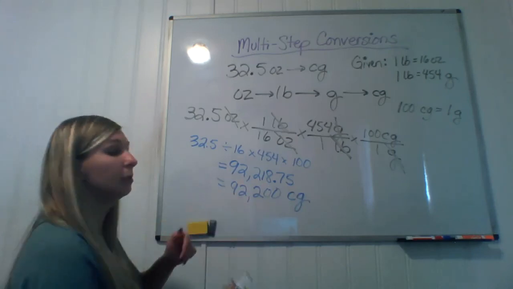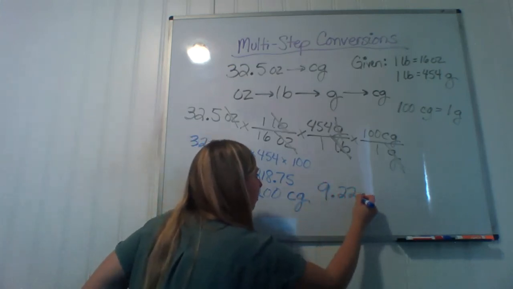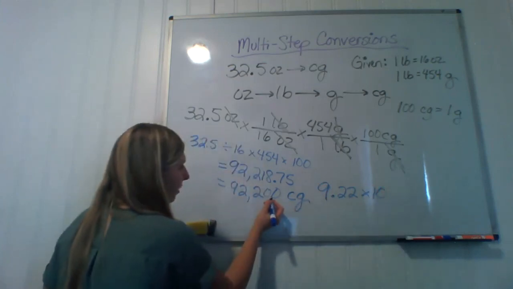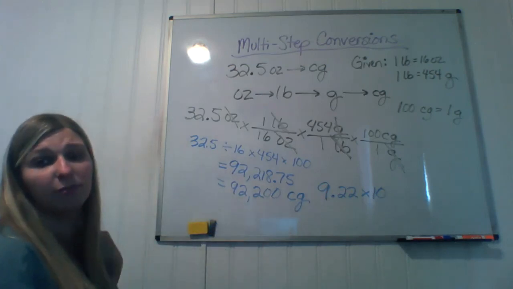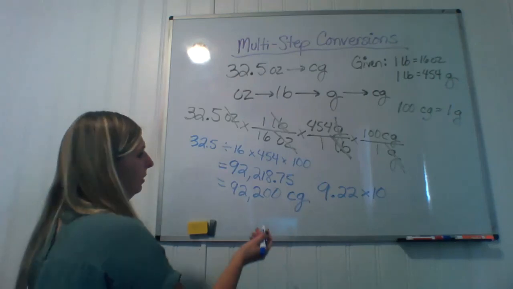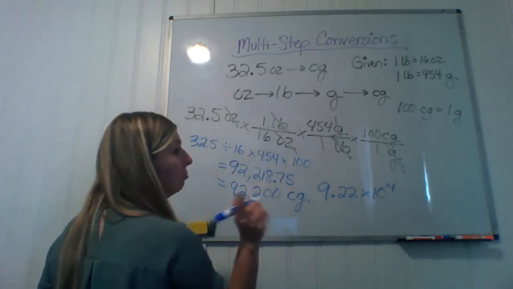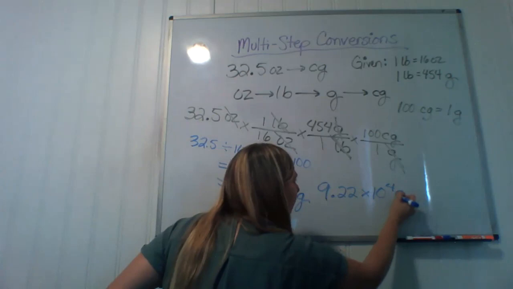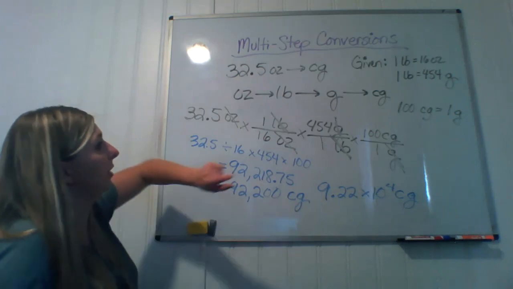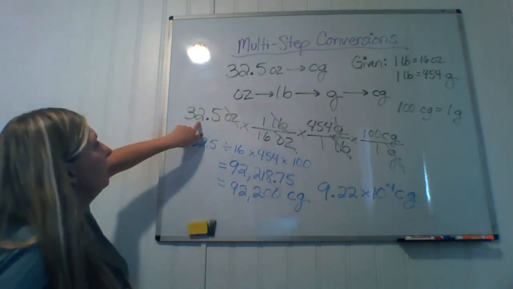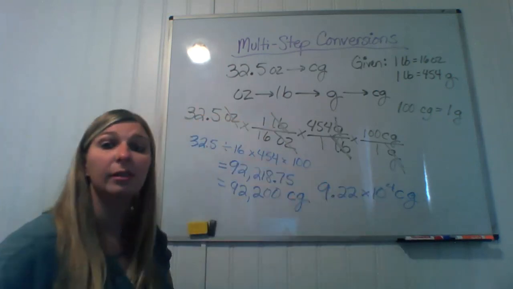Or we can write our final answer in scientific notation. 9.22 times 10 to the 1, 2, 3, 4. And the exponent will be positive because this value is greater than 1. So the exponent is going to be a positive 4. And then the units, every value must have units, is going to be centigrams. Okay, so the final answer here for the amount of centigrams in 32.5 ounces is 9.22 times 10 to the 4th centigrams.